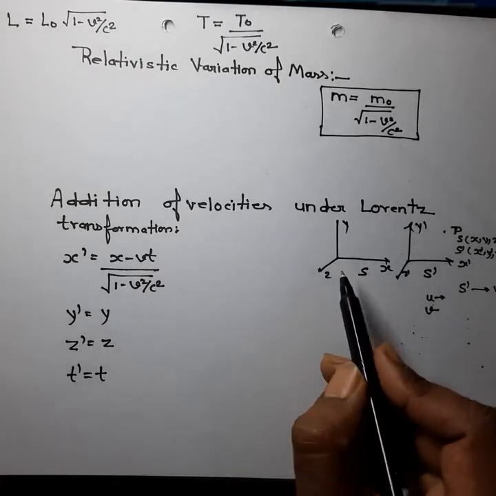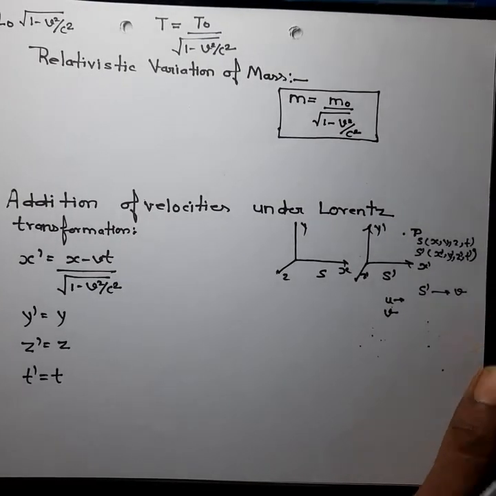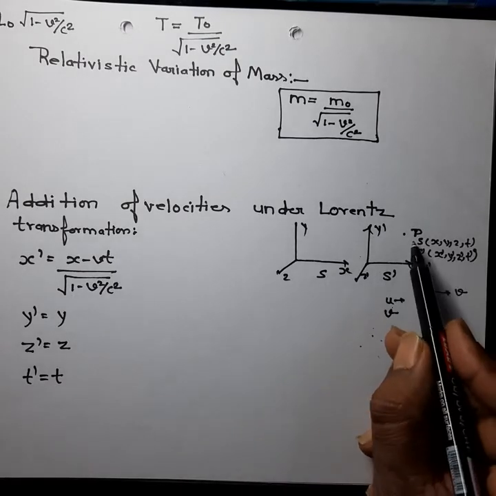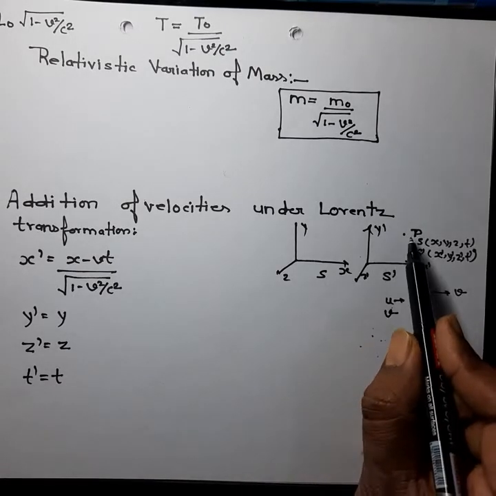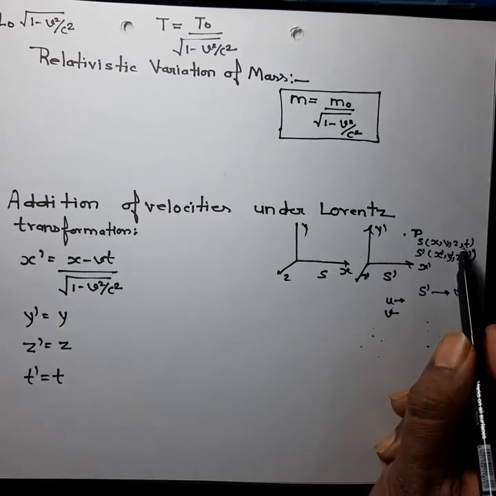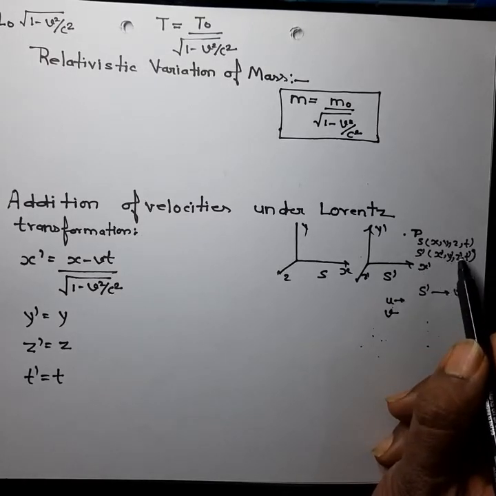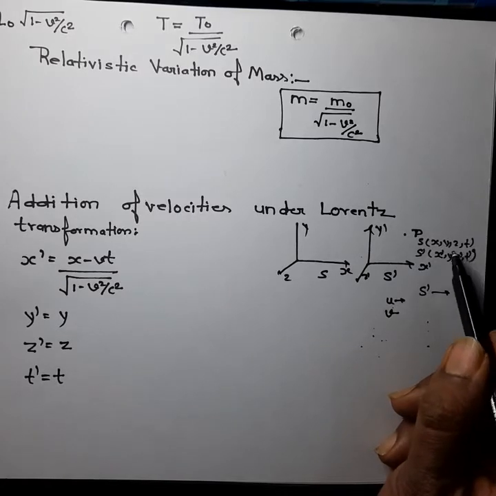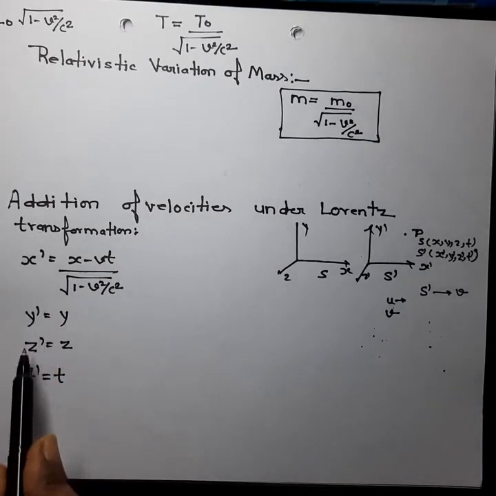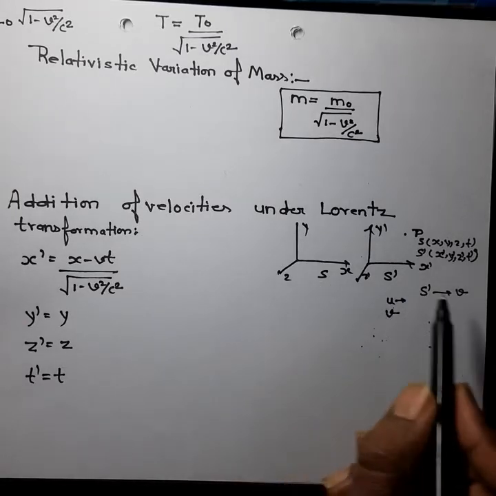Suppose there are two frames of reference S and S dash, and S dash is moving with some velocity v. Then if some event p takes place in space, and S measures its coordinates x, y, z, t, and S dash measures its coordinates x dash, y dash, z dash, and t dash, we can relate these observations with the following equations. These equations relate the observations of the two different observers of S and S dash.